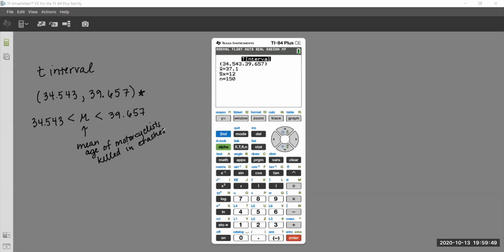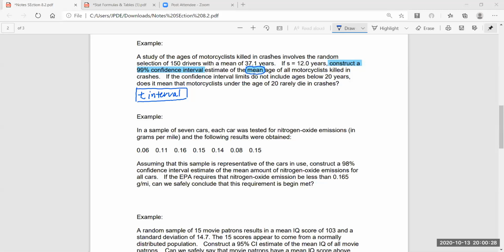Okay. So we have our interval. I'm going to go back to the notes sheet, and then we're going to talk about putting that interval down and what that interval means. So we found our interval, and our interval was 34.543 and 39.657. Again, you can leave it as an interval, or you can write it with the population mean in the middle. And we again said this is representing the mean age. So the mean age is between 34.5 and 39.6.